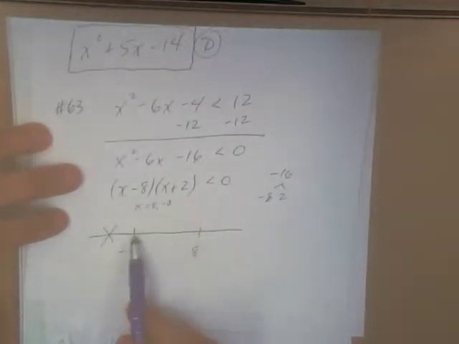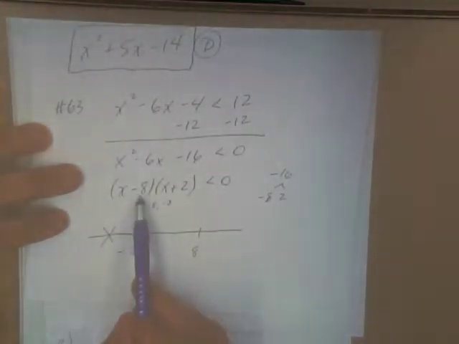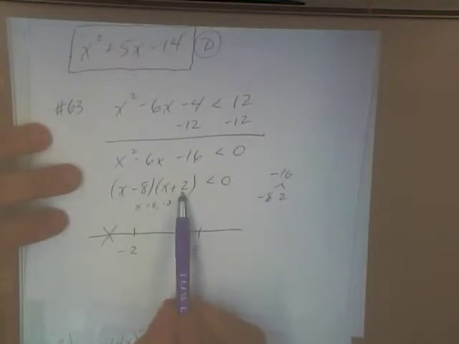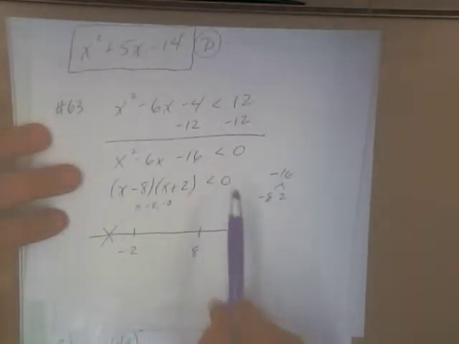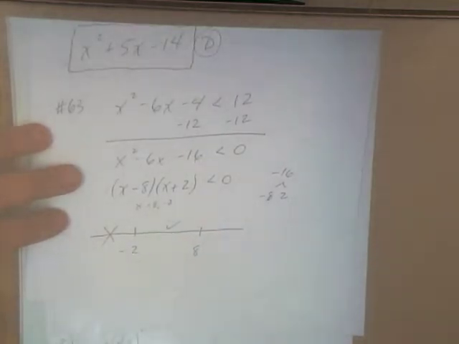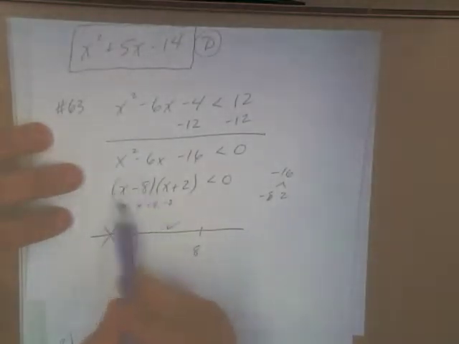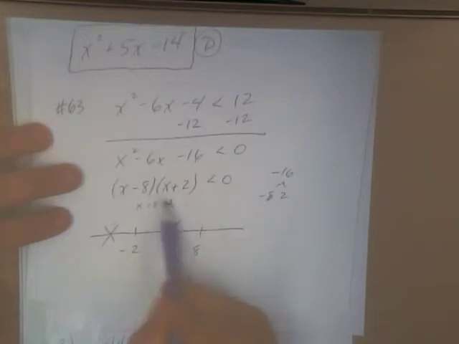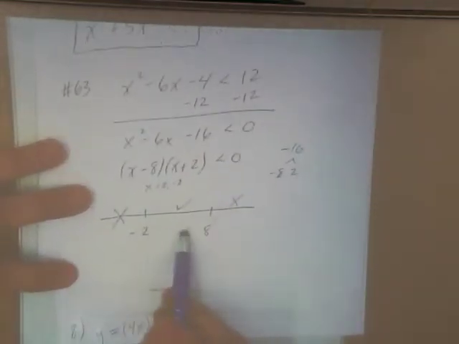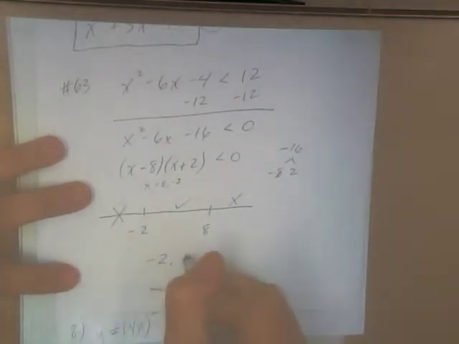What number can we plug in here? 0 is a good one. Then you end up with -8 times 2, negative and positive, which gives me -16, which is less than 0. So this section works. And we'll plug in a 9 or 10. That gives you a positive. Positive times positive is positive, not less than 0, so this section won't work. So the only numbers that work are from -2 to 8, not including either one of them.